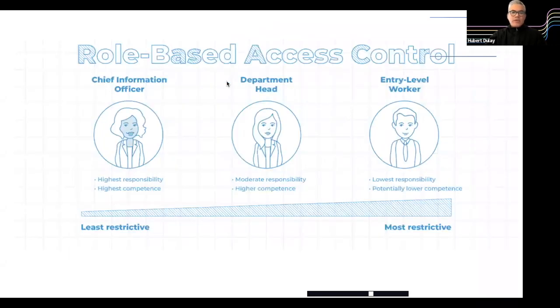So this is, again, role-based access control. These are roles: chief, head, and maybe worker. And you could assign access level controls to each one of them, right?